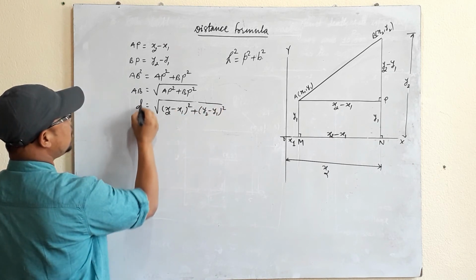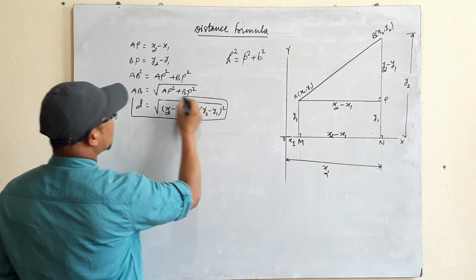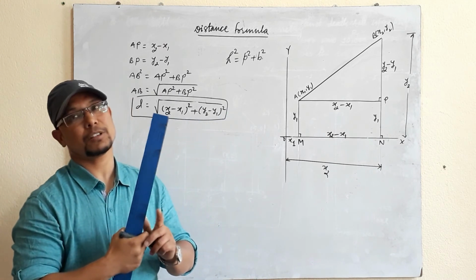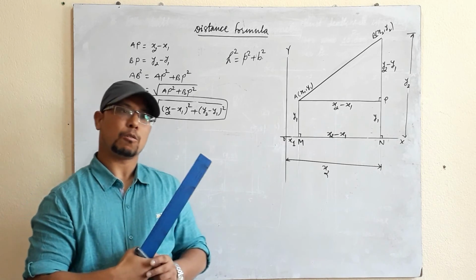Now simple, this is our distance formula. Our distance formula is the whole root under (x2 minus x1) whole squared plus (y2 minus y1) whole squared.